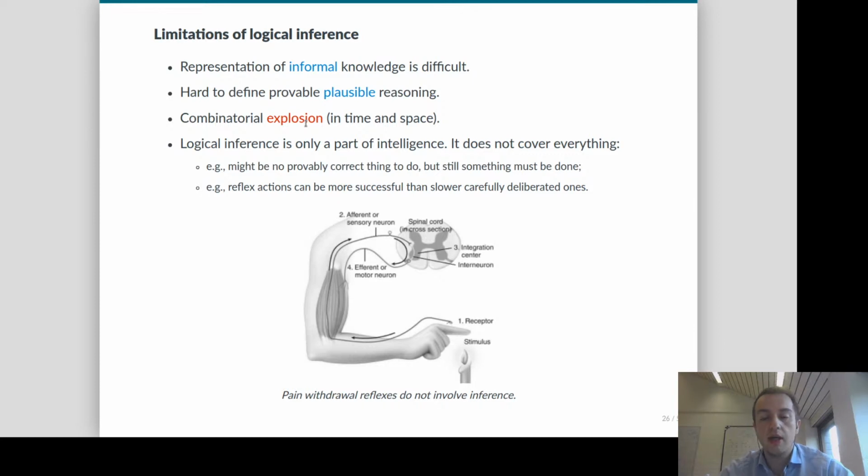Okay. And then finally, and this is the most important argument, I would say, thinking rationally is only one part of intelligence. It does not cover everything. Okay. So for example, in many cases, you may be in situations where there is no provably correct thing to do. Okay, but still you have to make a decision and do something.